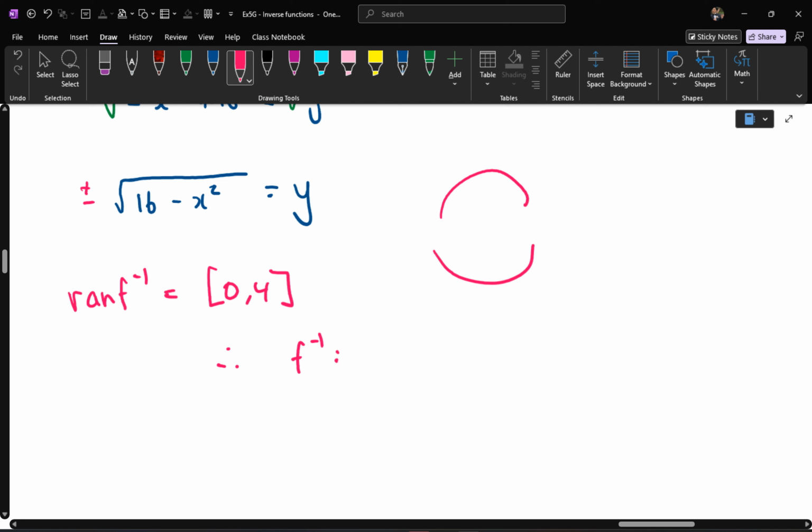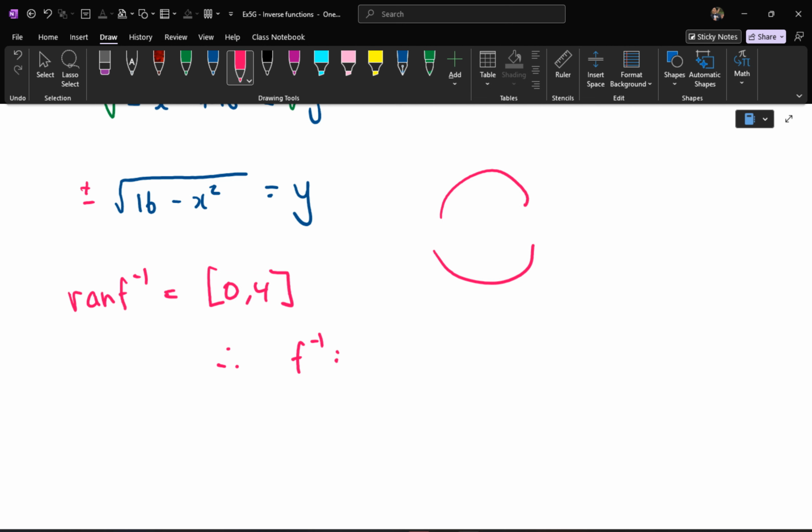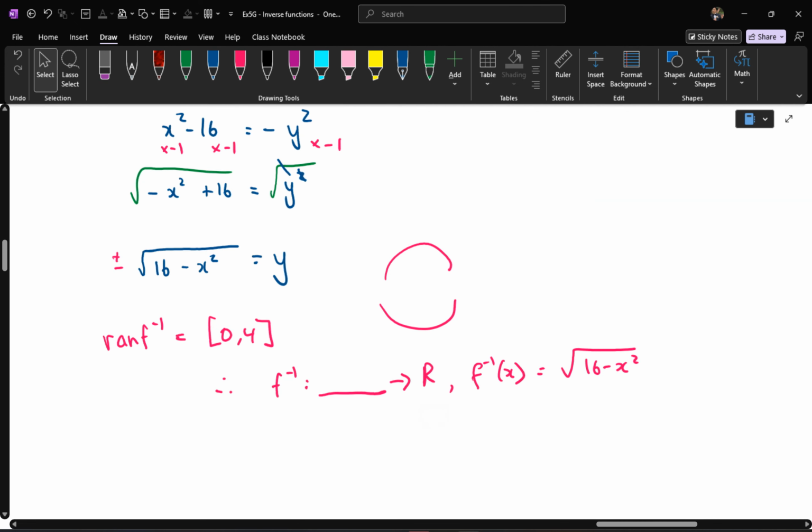function notation. So you're telling what letter you're using. So F inverse, write the domain, which we don't know at the moment unless you sketch that. So I'm just going to put a blank for now. F inverse of x is equal to, and it has to be the positive root of 16 minus x squared. This is the how. And that's the proper way in year 12.